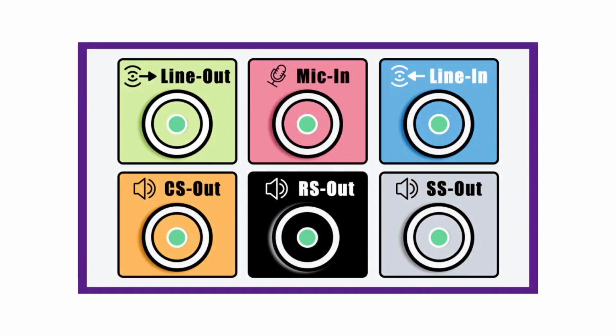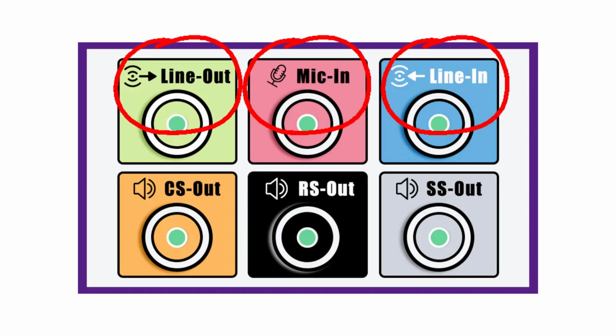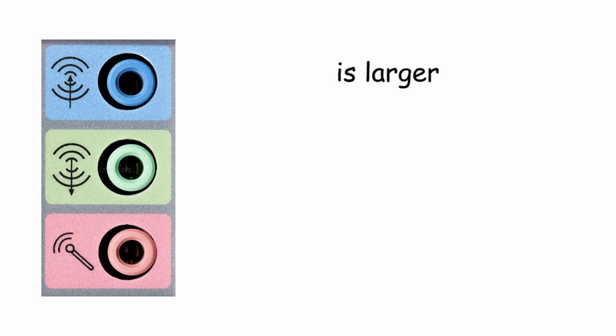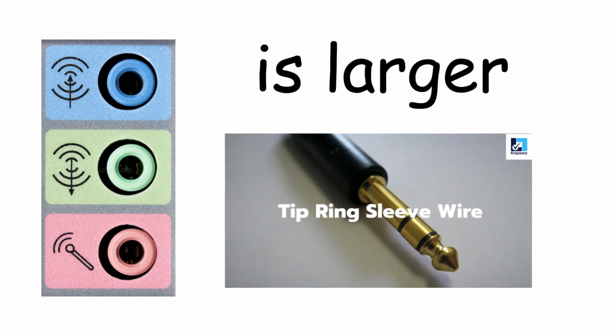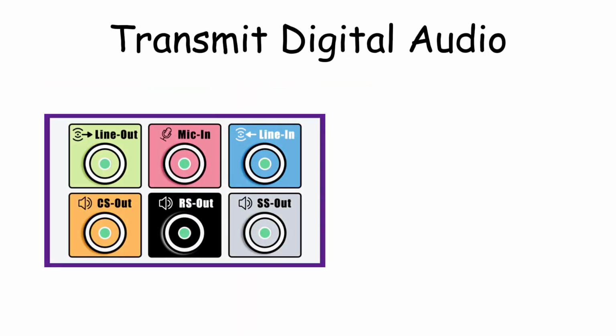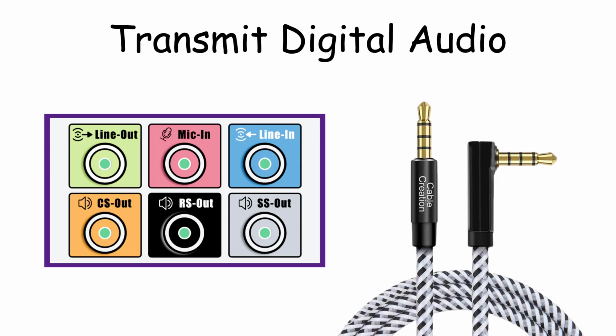Color coding on PC audio ports includes green for line out, pink for microphone, blue for line in, orange for subwoofer, black for rear speakers, and gray for side speakers in surround sound setups. The 6.35mm jack is larger and used on professional audio equipment. Optical audio ports, called TOSLINK, transmit digital audio through fiber optic cables and are found on sound cards and home theater systems.